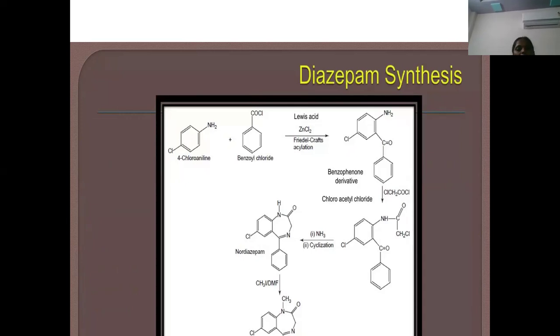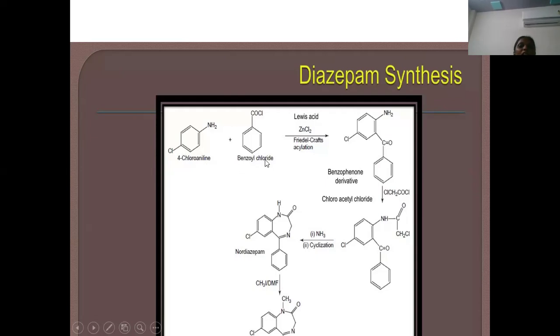In that synthesis, this is the starting structure, 4-chloroaniline. Aniline means, as you already know, a benzene ring attached with an NH2 group. So this is the structure of aniline, and at the fourth position, which is the para position, a Cl group is present. That's why this is called 4-chloroaniline.